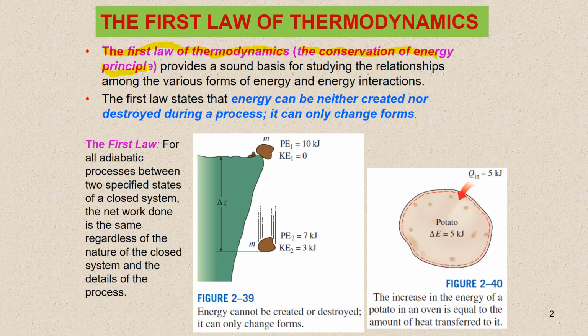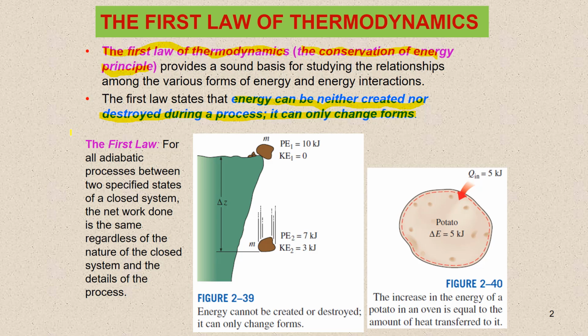Based on experimental observations, the first law of thermodynamics states that energy can neither be created nor destroyed during a process. It can only change forms. So, every bit of energy should be accounted for during a process.